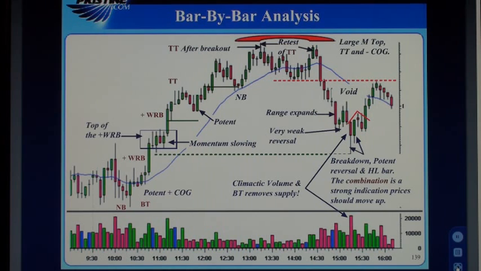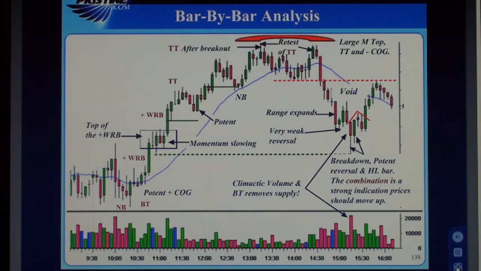Notice the topping tail bar after the breakout of the consolidation at the top of the slide. This was a short-term bearish signal. Prices had then pulled back and then retested that topping tail bar, forming a large M top with a topping tail and a bearish changing of the guard.